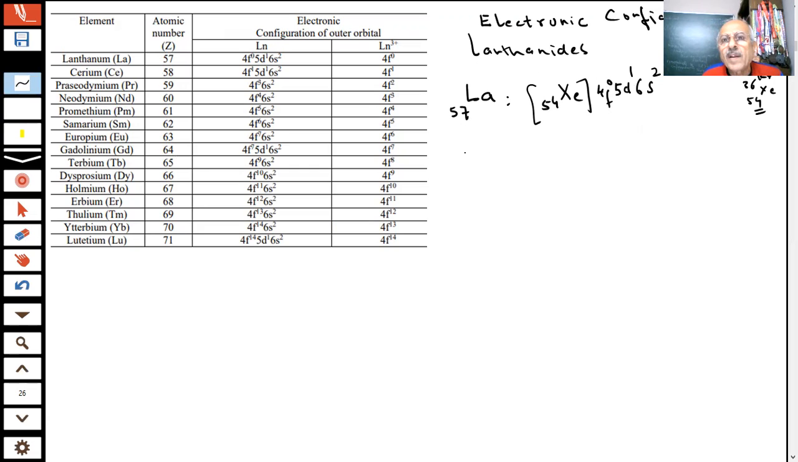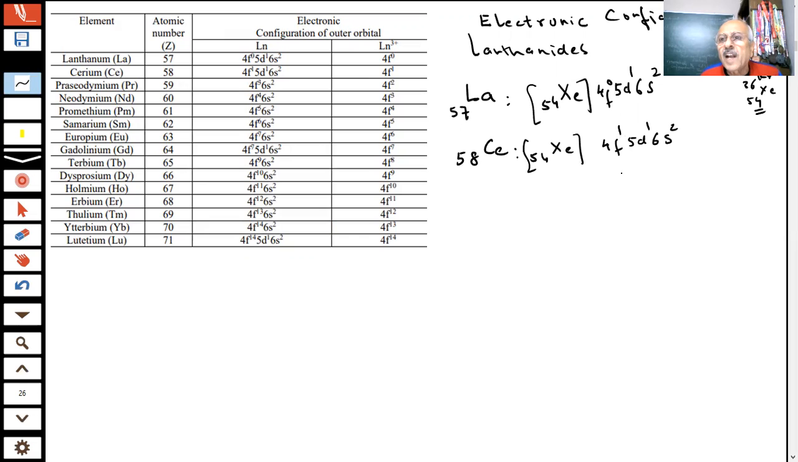So what happens after that, students? I am coming to 58. What is the name of the element? Cerium. So if you are saying 54, Xe, then you have 6s2 and 5d1, 56, and 4f1.